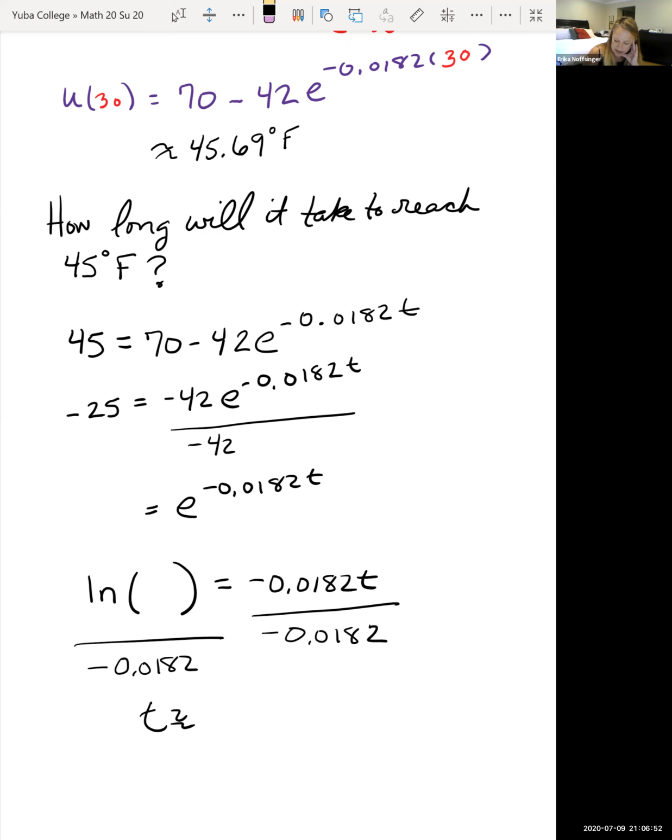Okay, well, when we divide by negative 42, that does not have common factors. So it's just 25 over 42. So we would have had to take the natural log of 25 over 42. Thank you for catching that. And divide that by negative 0.0182. So time is approximately 28.5 is what I get.